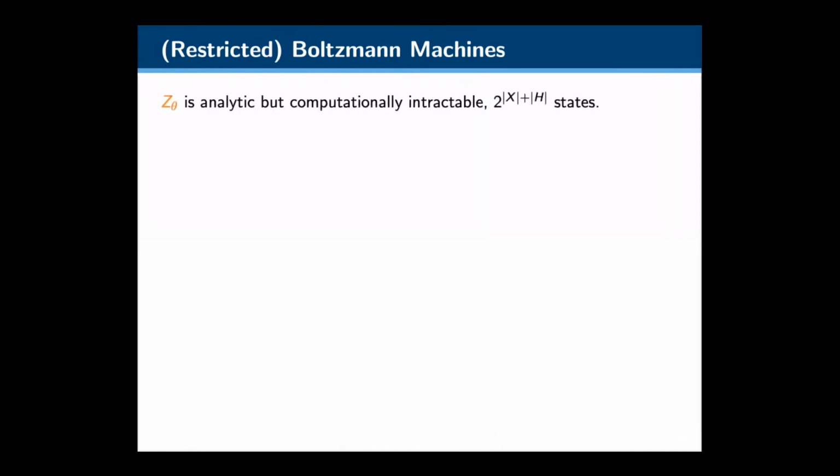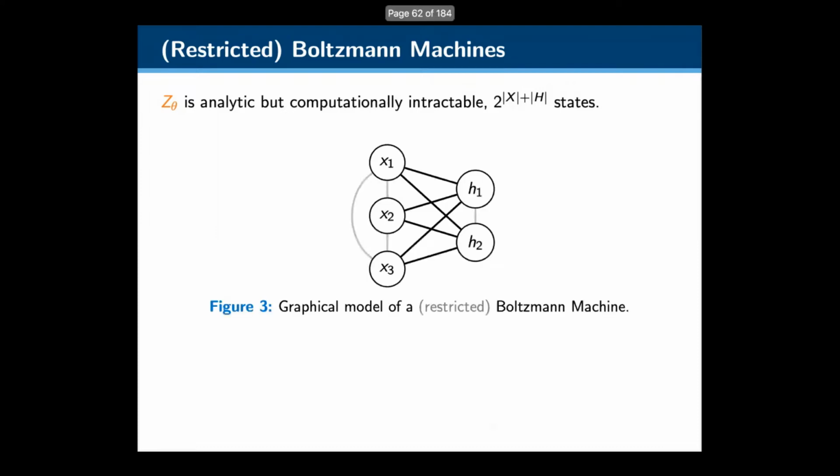For such a model, Z is analytic, but still computationally intractable because you have exponentially many states. The variables are binary, and so you have 2 to the whatever the total number of variables is states. So that's analytic but intractable to compute in closed form for any moderately large model.